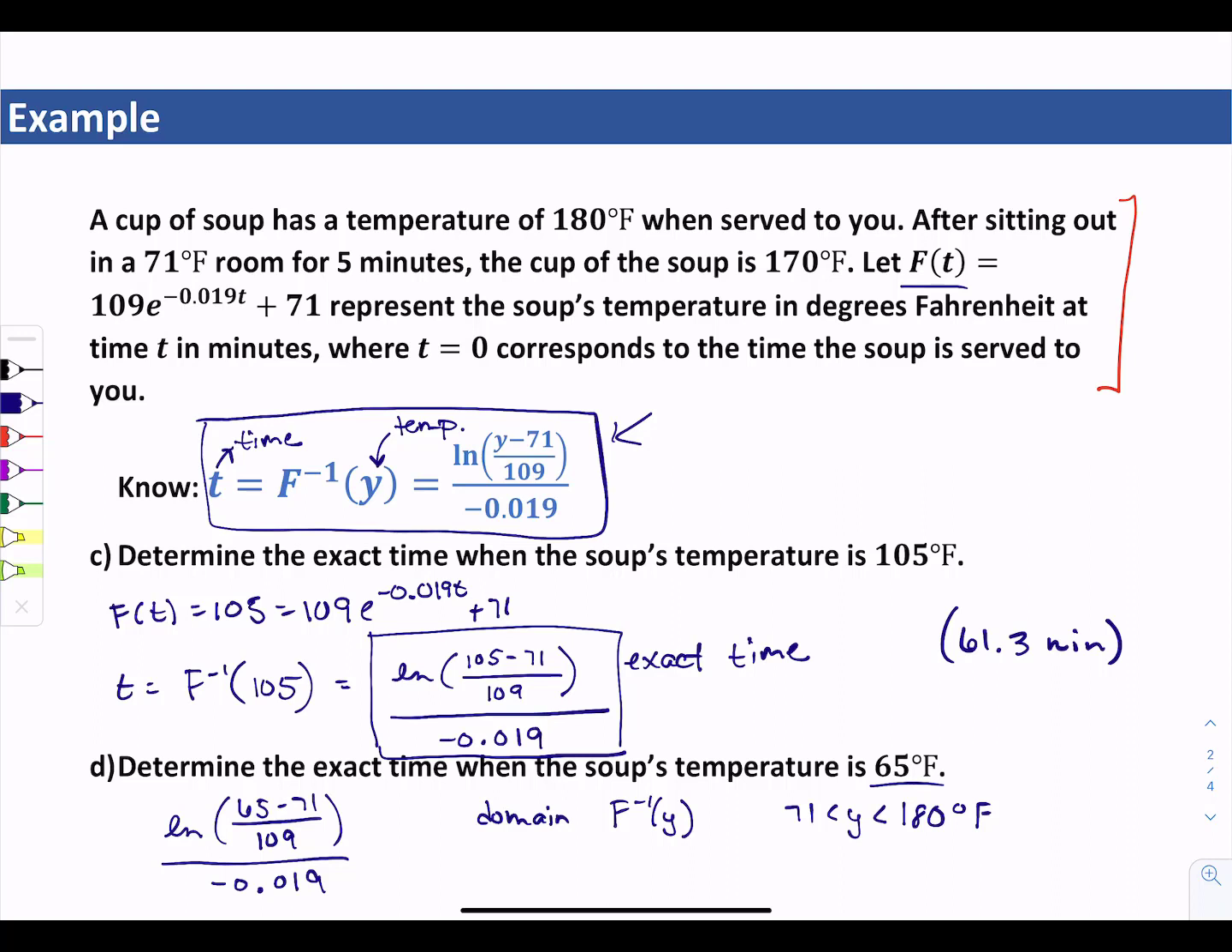In context, remember, the room temperature was 71 degrees. So as long as the soup stays in the room, the coldest it's going to get is close to 71 degrees Fahrenheit.